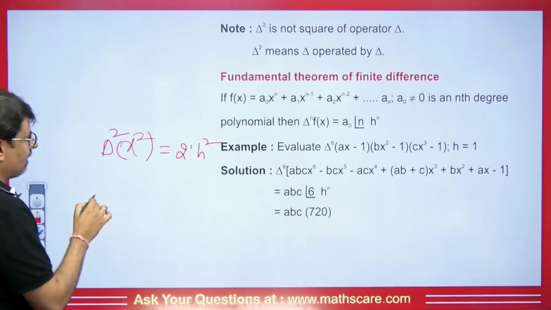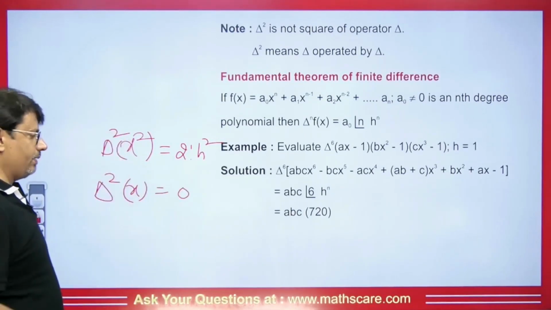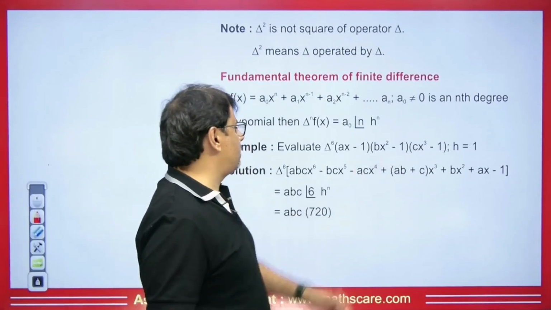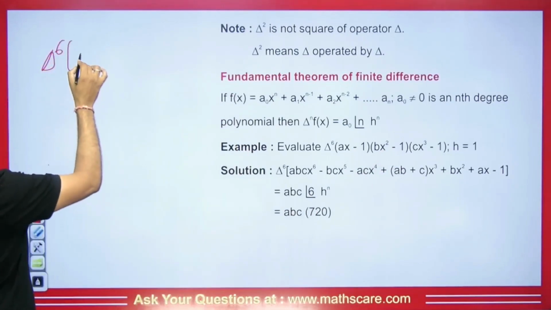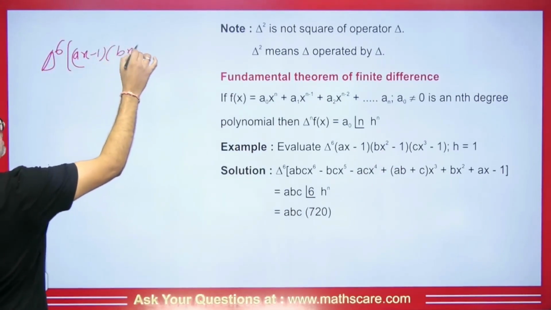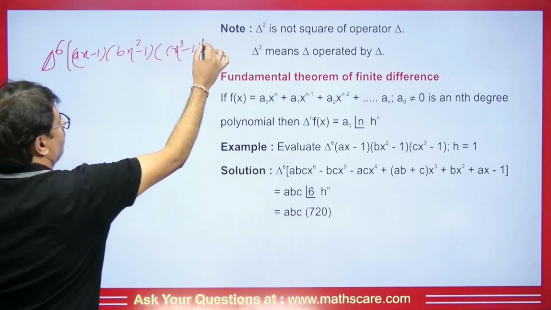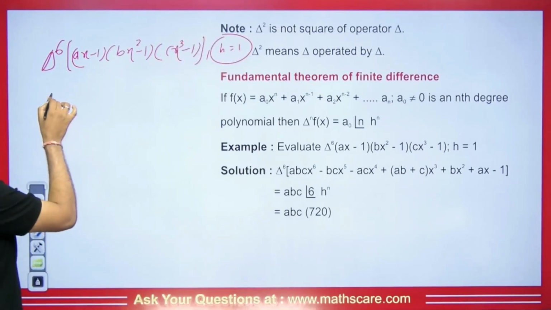For example, if you are told del square of x, in that case its value will become 0. That means whenever we have a smaller degree, we make it 0. How do we calculate such values? Such questions come in exams, like del power 6 of (ax minus 1)(bx square minus 1)(cx cube minus 1), and they ask you the value, with h equal to 1. So what will we do? First we multiply this, right?